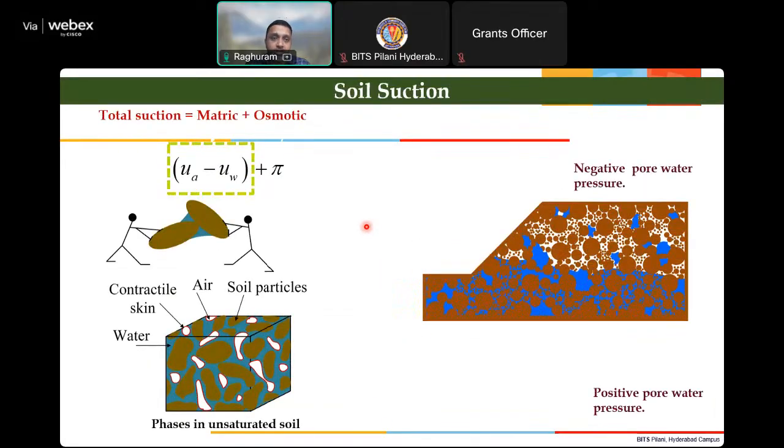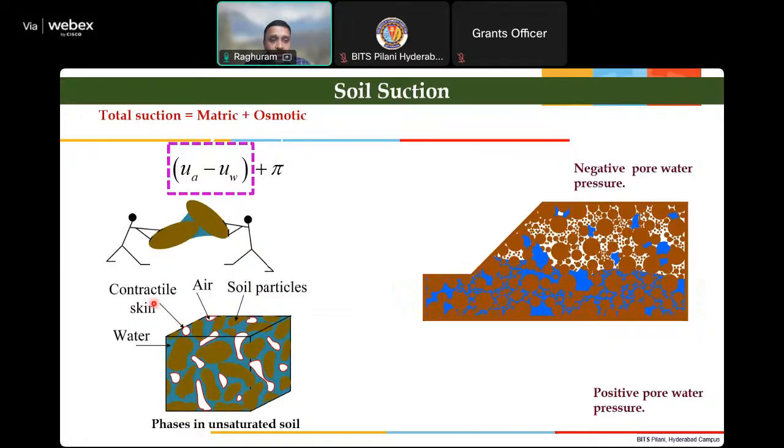So when I talk about unsaturated soils, the total suction is the summation of matrix suction and osmotic suction. The name itself indicates that matrix suction is due to the particles of the soil, and osmotic suction is due to the presence of salts. But when we are dealing with flow conditions, we can always concentrate on matrix suction, which is pore air pressure minus pore water pressure, and this is how the suction exists between two soil particles. And generally we all know that soil is a three-phase system: air, water, and soil particles will be there in the soil.